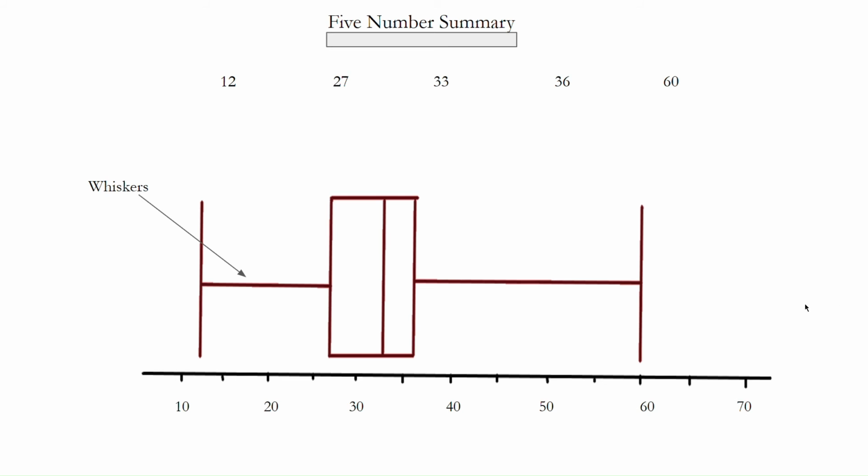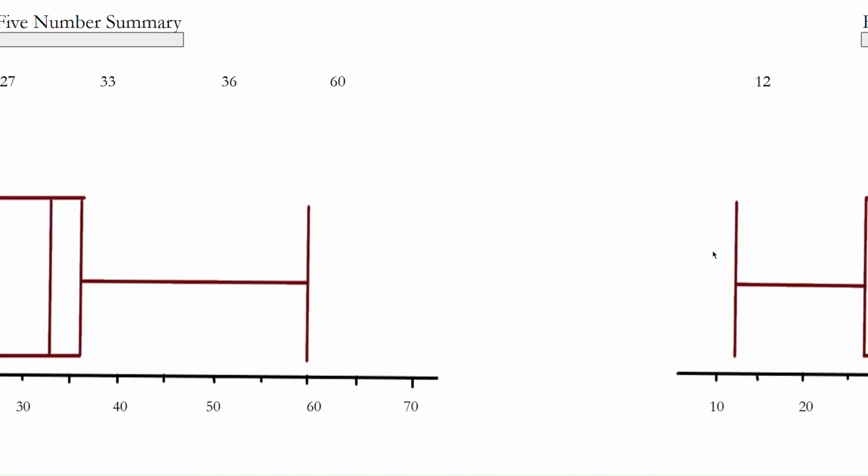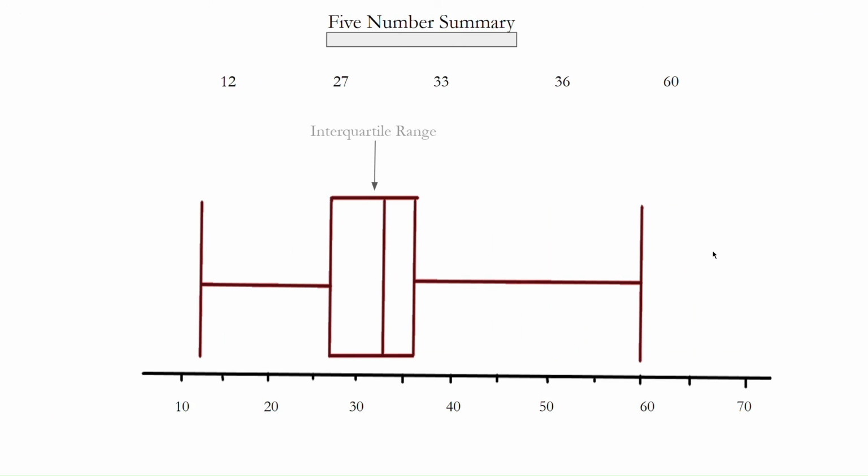These lines here are called the whiskers. It's usually just to bind them all together. Let's look at this box right here. It's called the interquartile range. Interquartile range is basically the third quartile minus the first quartile. So the third quartile is 36 and the first quartile is 27. So 36 minus 27 is the interquartile range.